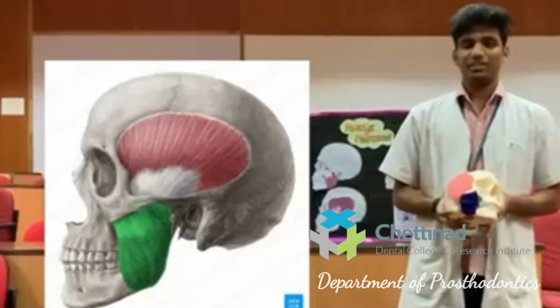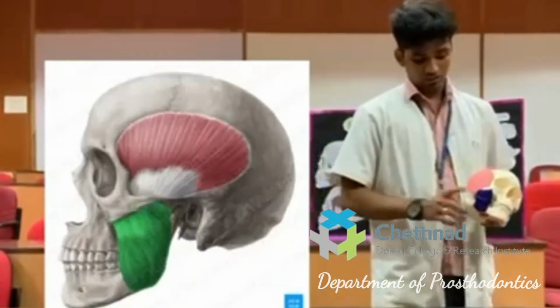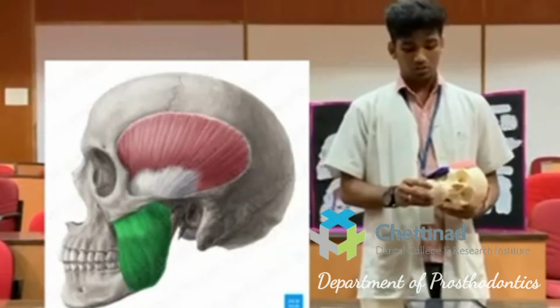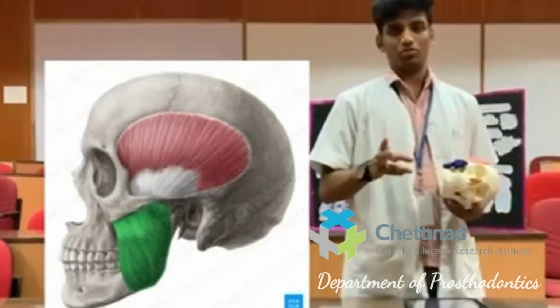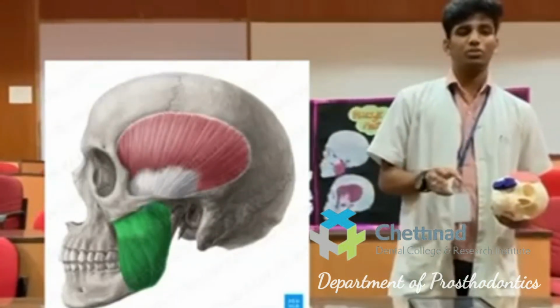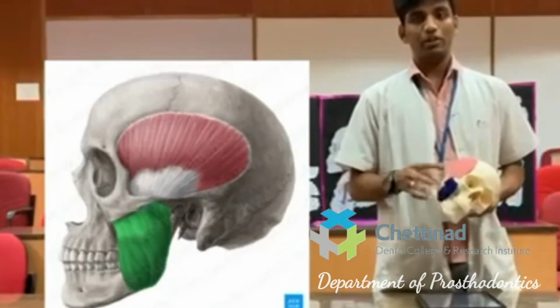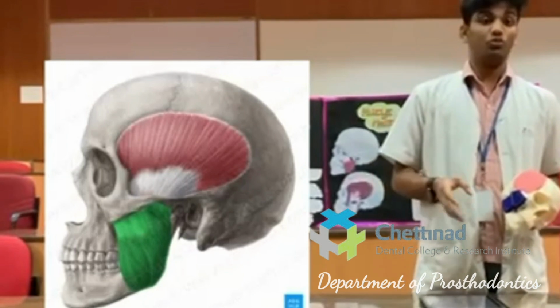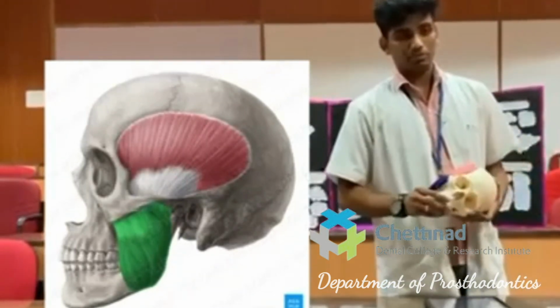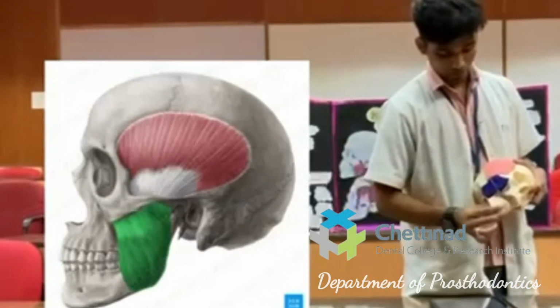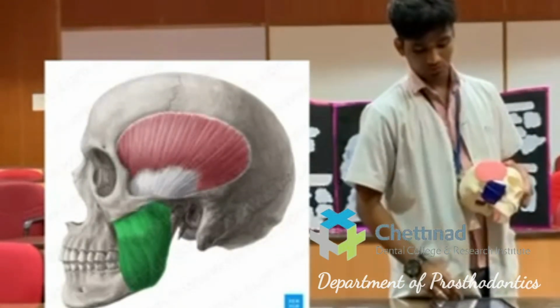Now I'm going to talk about masseter, and this is masseter. It is one of the strongest muscles among the four, and if we talk about the attachments, it has two parts, superficial and deep. The superficial part originates from the maxillary process of the zygomatic arch, and the deep part originates from the zygomatic arch of the temporal bone. In function, it helps in elevation of the mandible, like this.